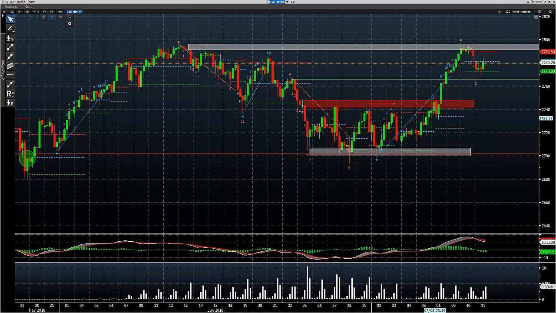Shorter term stuff, we analyze the levels. We look for more of a swing trade component, right? We're looking for opportunities like this. We're looking for opportunities to trade from 2,700 to 2,740. Again, that's a $2,000 move.